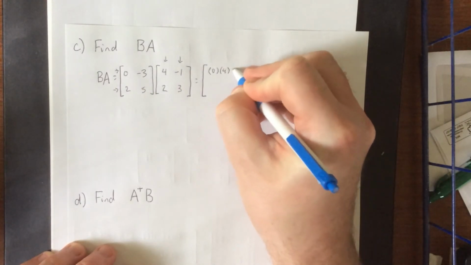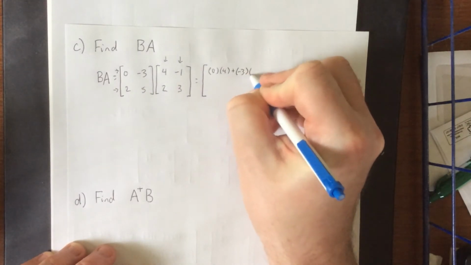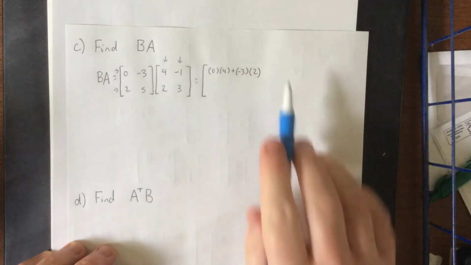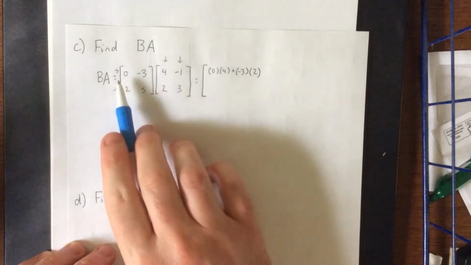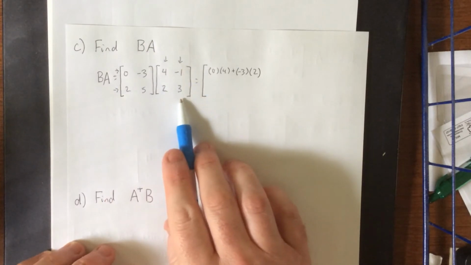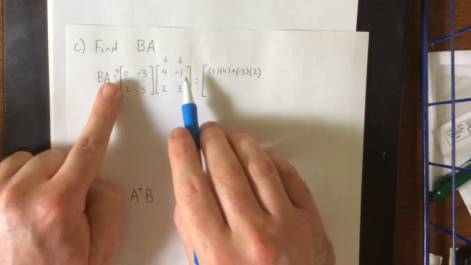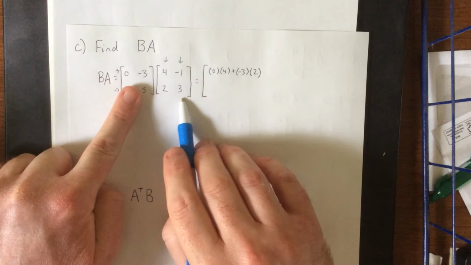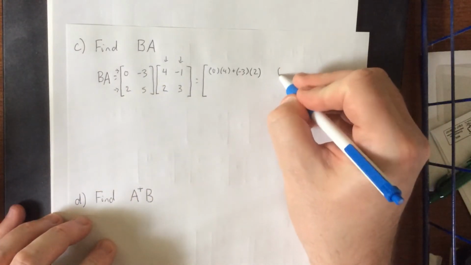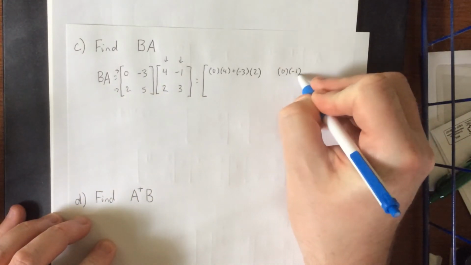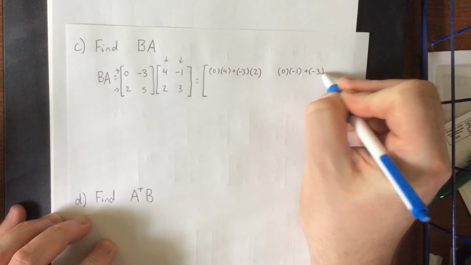0 times 4 plus negative 3 times 2. For the 1, 2 entry, across the first row, down the first column, multiplying the corresponding entries together: 0 times negative 1 and negative 3 times 3.